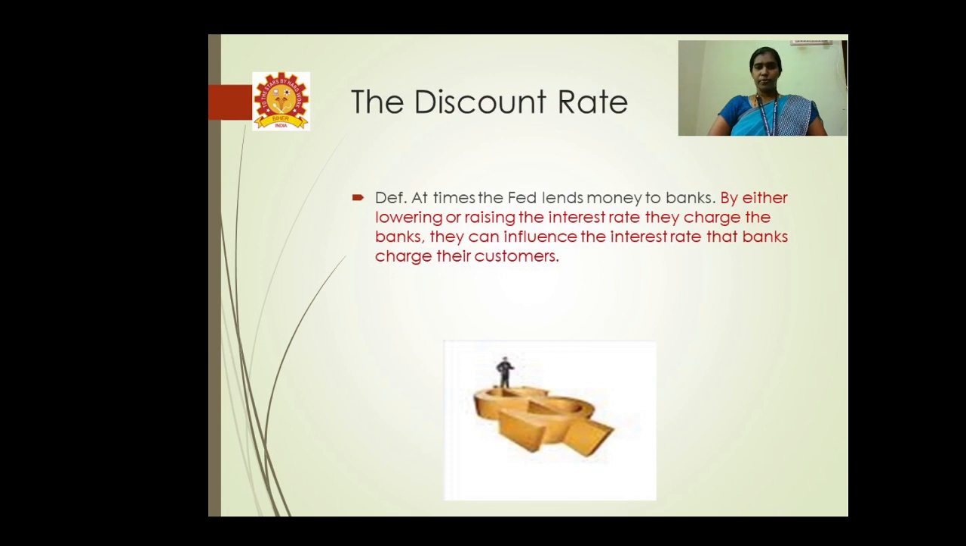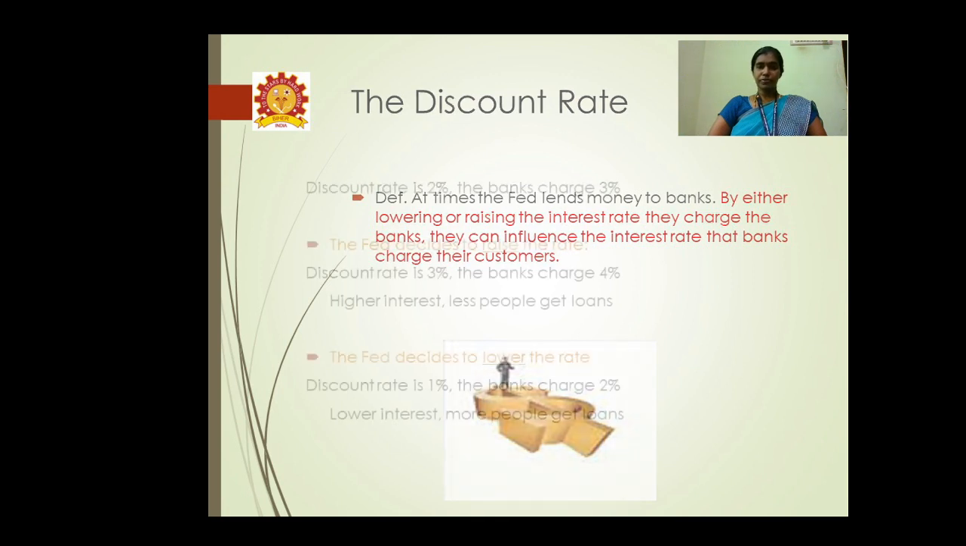The discount rate. At times, the Fed lends money to banks. By either lowering or raising the interest rate it charges the banks, it can influence the interest rate that banks charge their customers. So this is the discount rate. They will increase the interest rate or decrease the interest rate, and based upon that, they will take the decision. So that will give some charge for the customers.